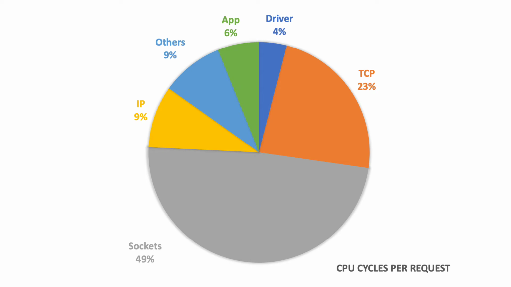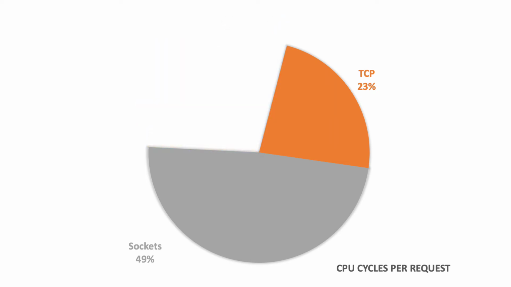From this chart, previous work showed that the Linux kernel spent more than 2/3 of its time on socket I/O and TCP connection maintenance for one packet request. Such high I/O overheads need to be improved.